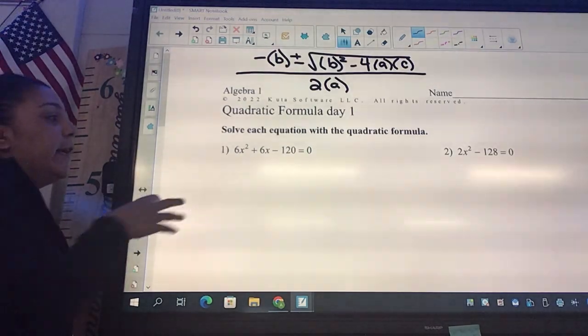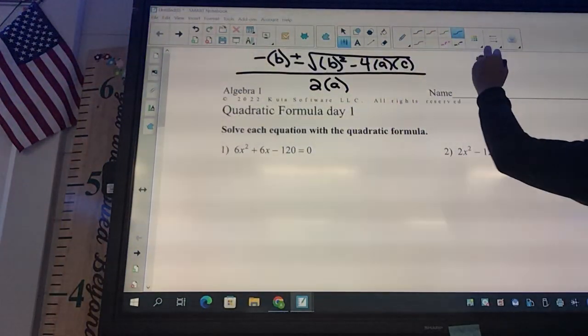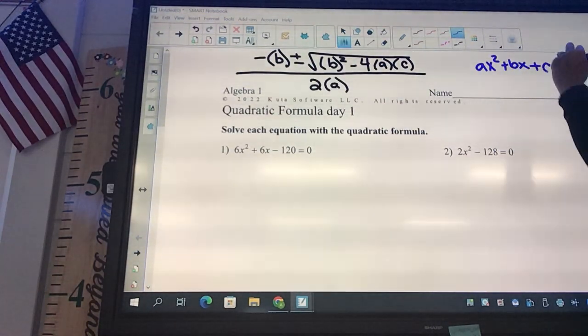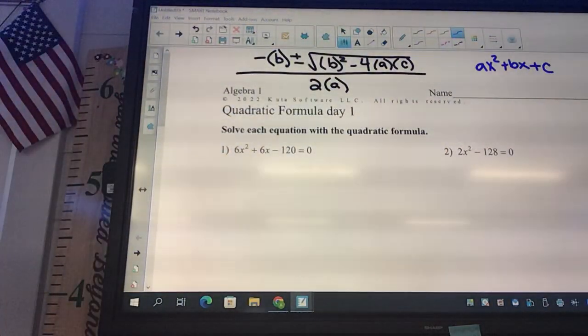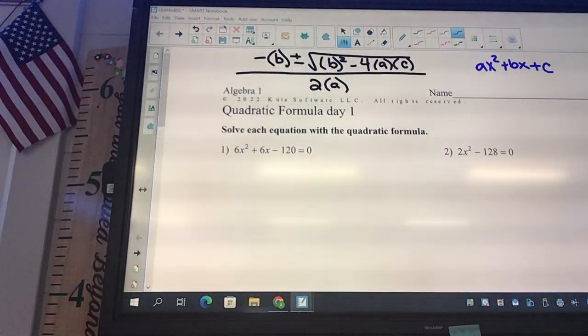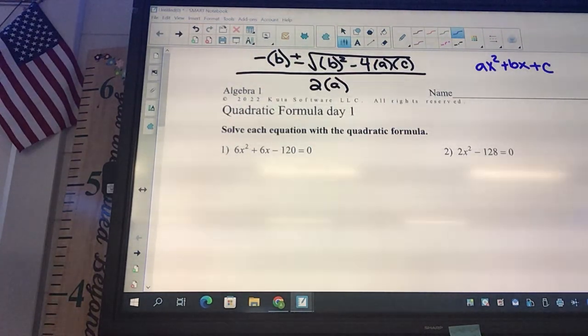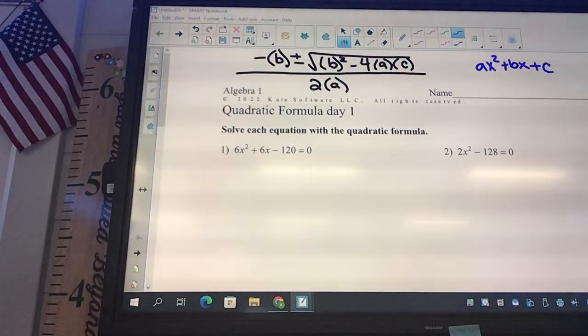So what the A, B, and C is this. We have ax squared plus bx plus c. Whatever is attached to the x squared is the a. Whatever is attached to the single x is always going to be the b. And then whatever is just a number by itself is always going to be the c. And that's the way that it's always going to be.